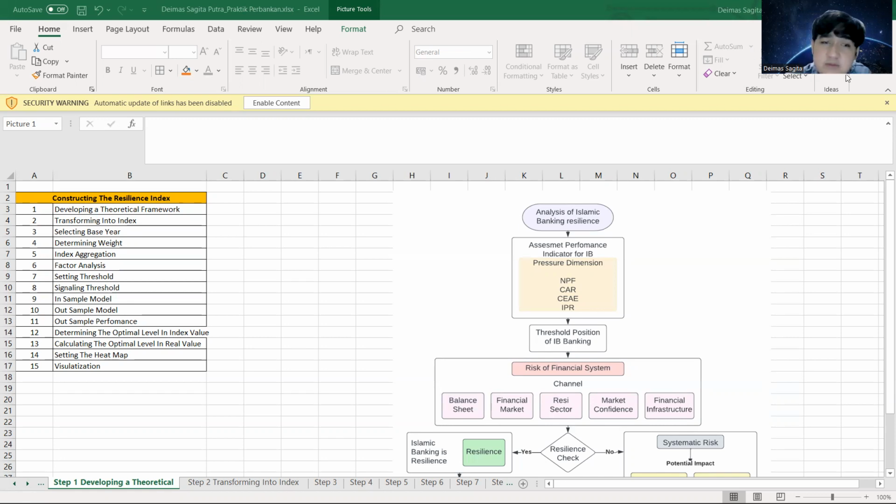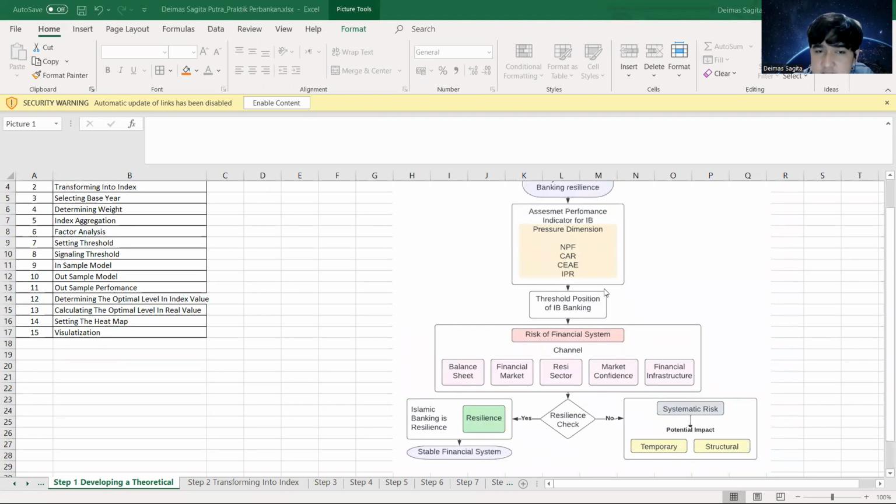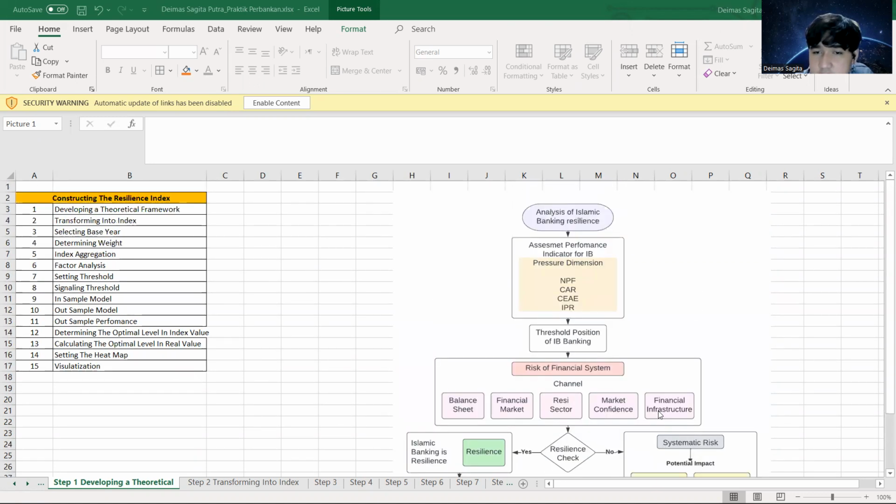In step 1, developing the theoretical framework, you can see here the theoretical framework. There are external risks and internal risks, like this. So we just continue to step 2, or transforming the index.